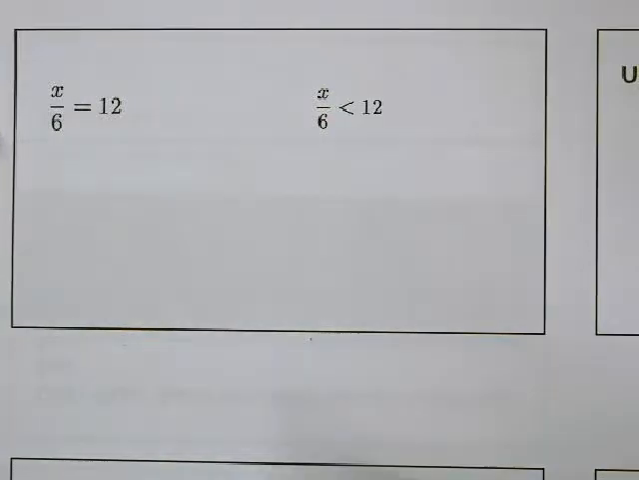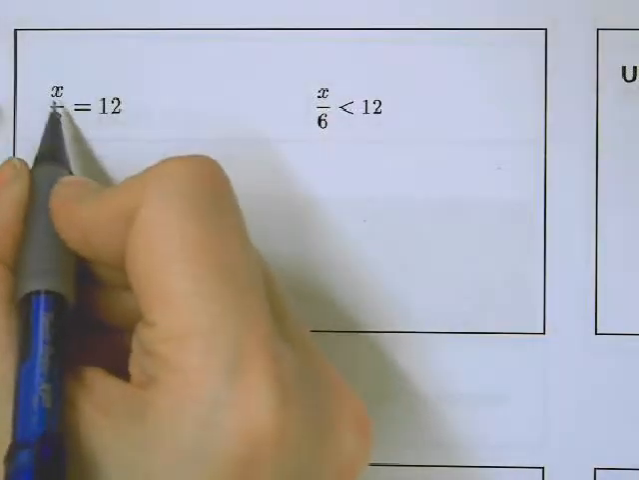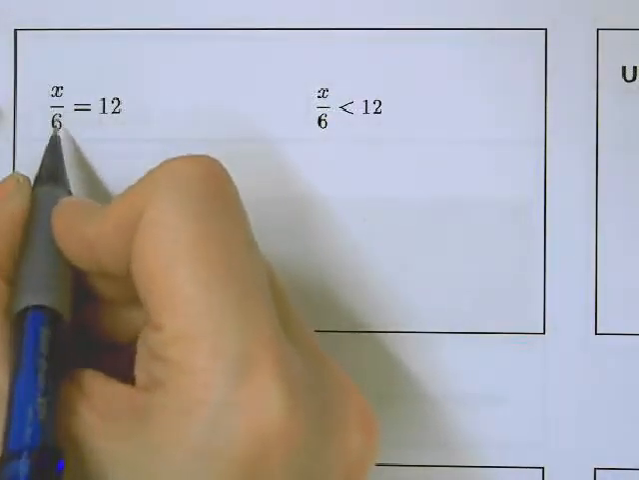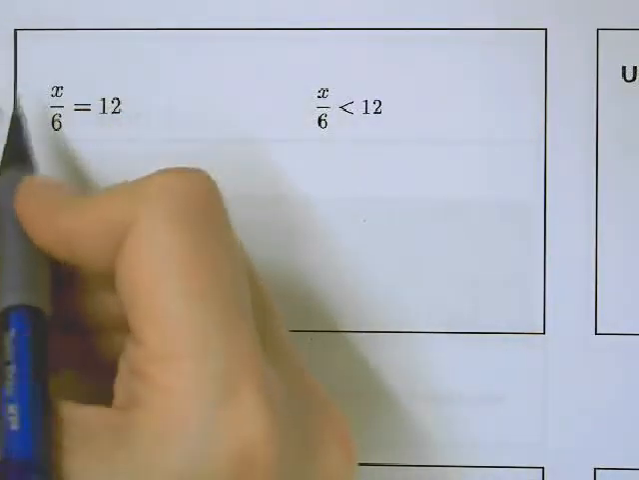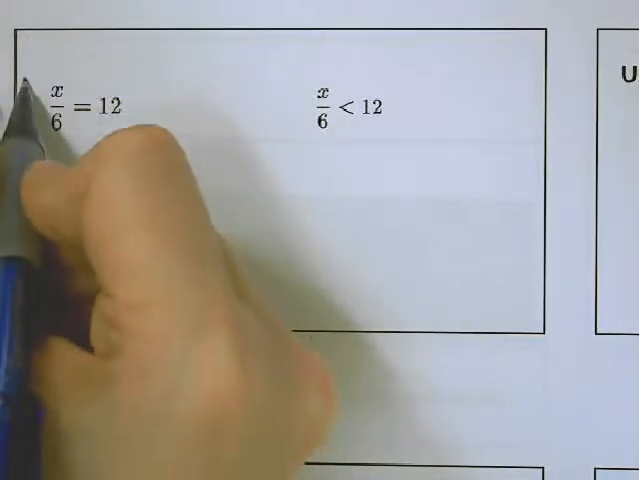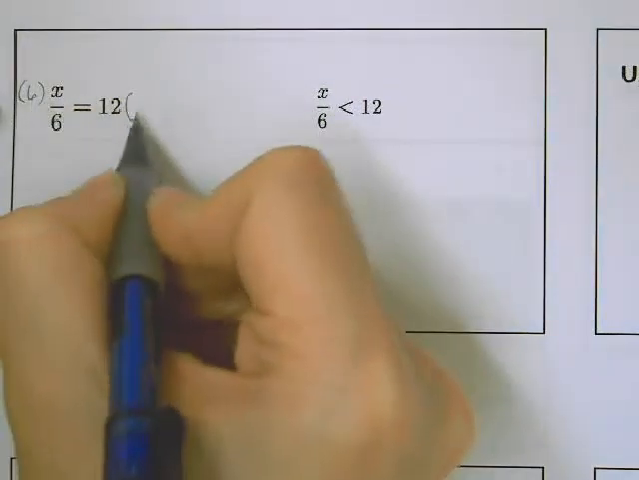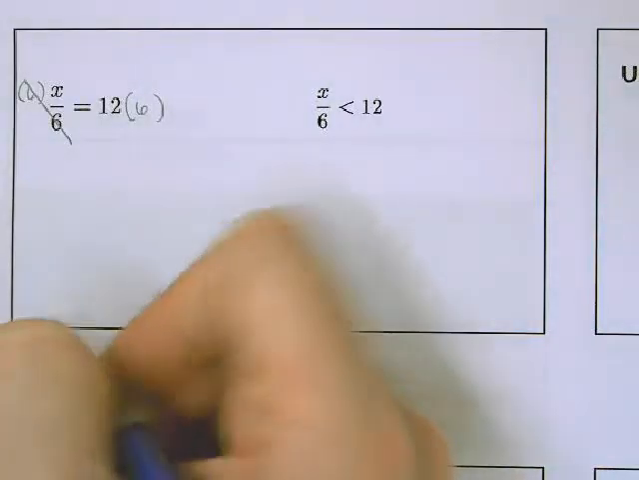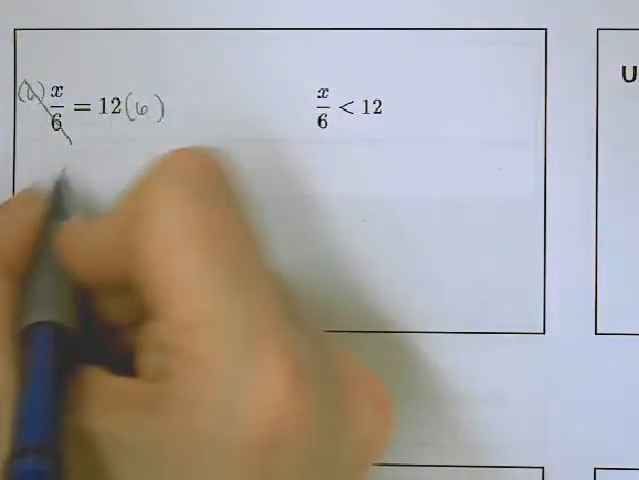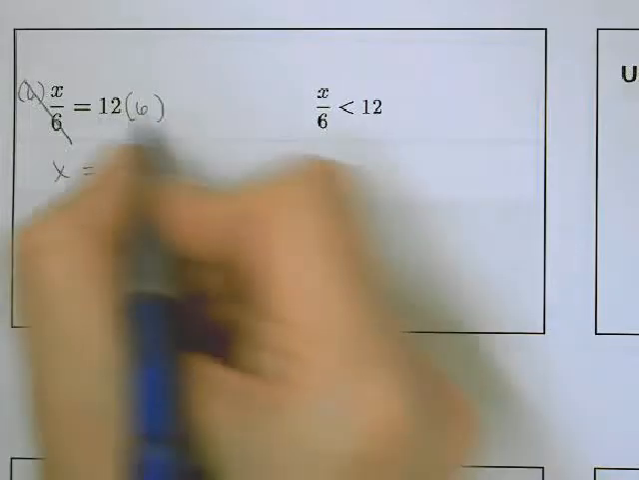This x over 6 is x divided by 6. So x divided by 6 equals 12. To solve, I undo that division by multiplying. Multiply both sides by 6. 6 divided by 6 is 1. So I have 1x, which is really what I want, just x by itself. And then 12 times 6 is 72.